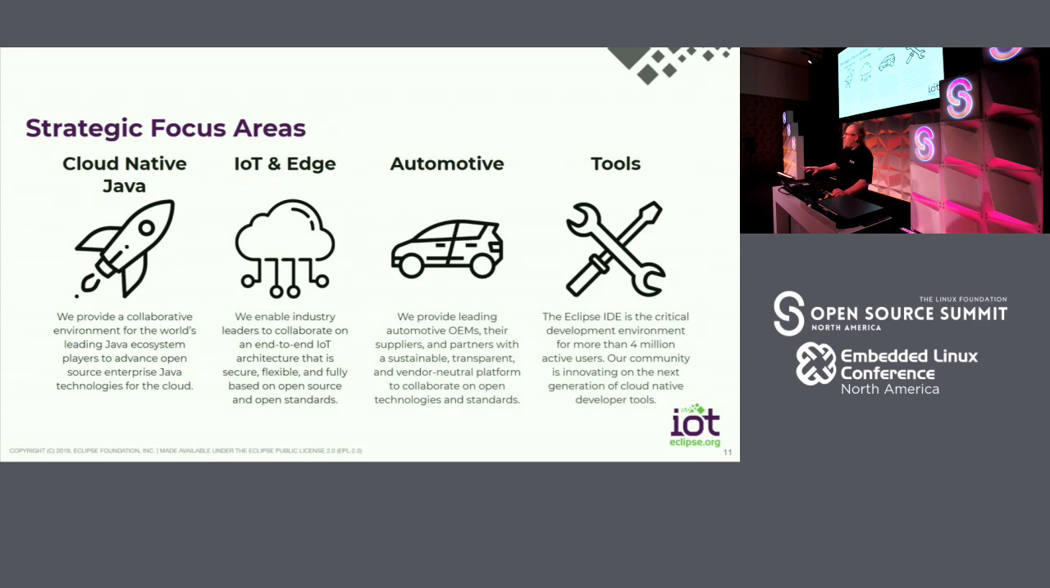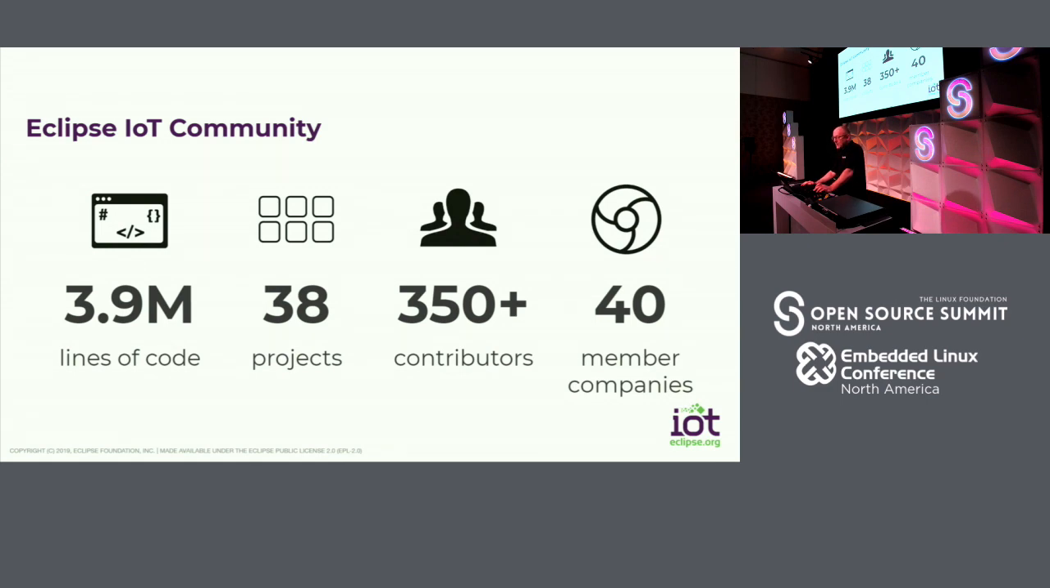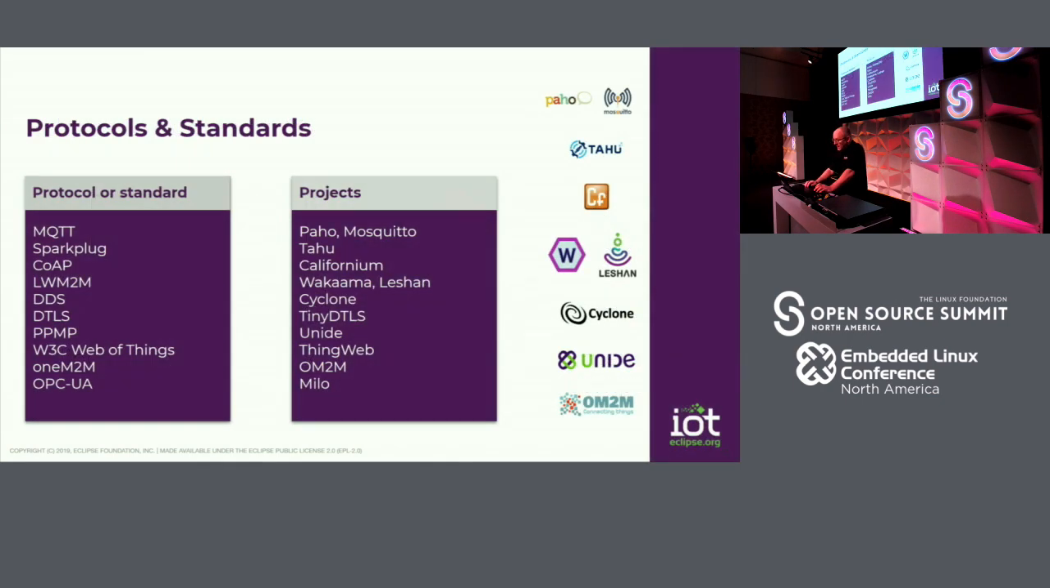But when you consider our mission and what we've been doing, we have four areas that are really, really strategic to us. Obviously, cloud-native Java is a big thing. We are the new home for Java Enterprise Edition. Whoop, Jakarta EE, that's the new name. And obviously, IDEs and development tools are very much part of our core mission. But IoT and edge computing and automotive are also areas where we have a tremendous level of activity. And looking specifically at what we are doing in the IoT space, that's about 38 projects, 350 plus contributors, 40 member companies. Some of them are big, some of them are small.